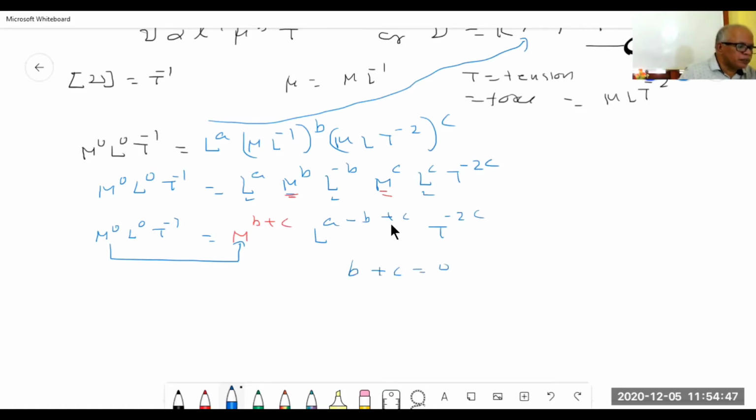Again, the base is the same, so a minus b plus c is equal to 0. Next, what do we have? Minus 2c is equal to minus 1. Therefore c is equal to 1 by 2.